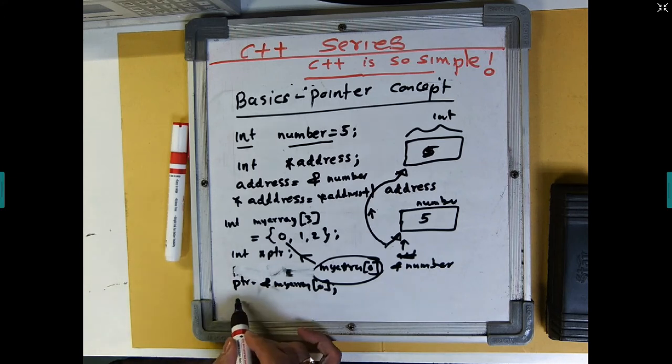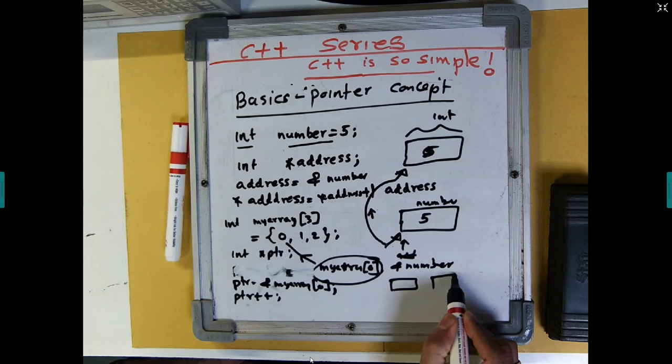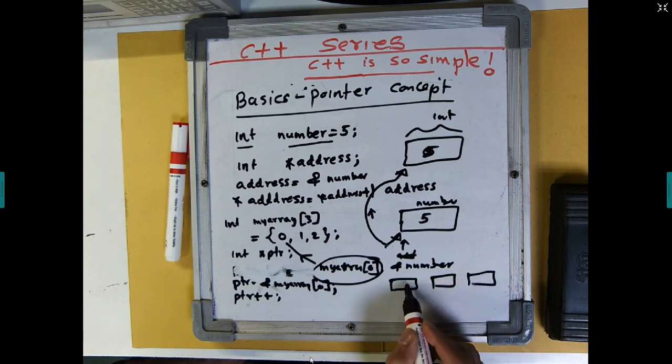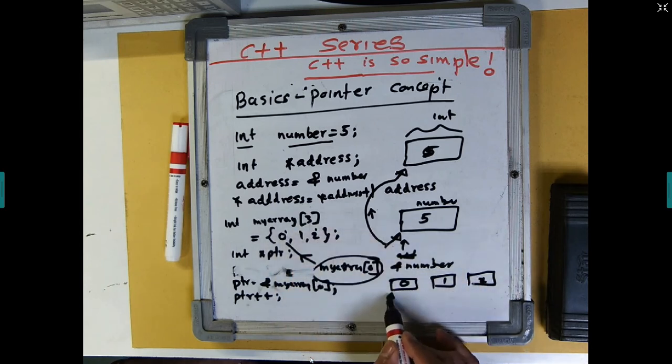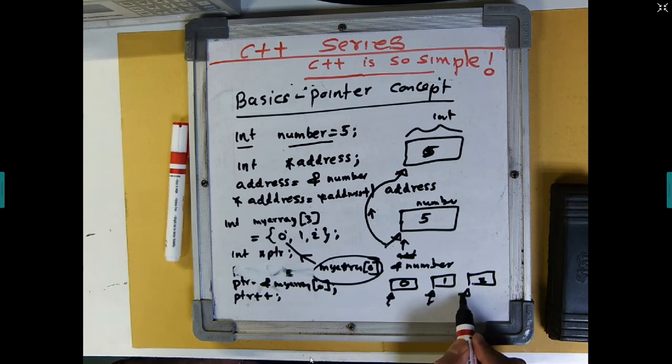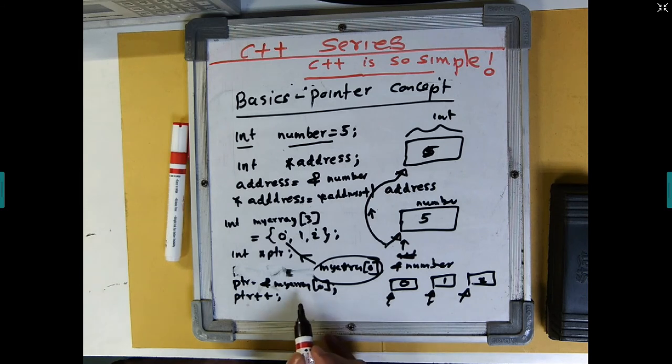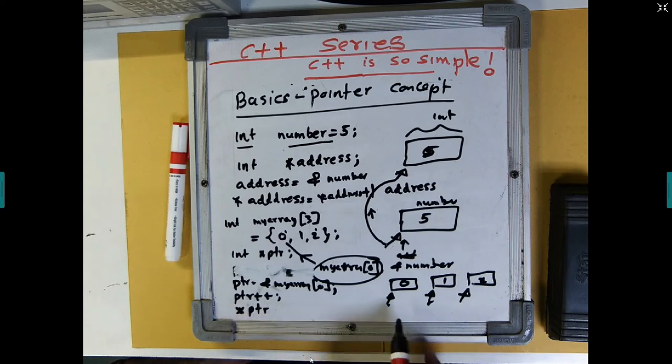After that, if you say ptr plus plus, that means ptr is equal to ptr plus 1, it will go to the second element and the third element like that. So the address is incrementing: ptr plus plus means it will come to the next element. Whenever you print out star ptr, you keep getting the content: 0, 1, 2 like that.